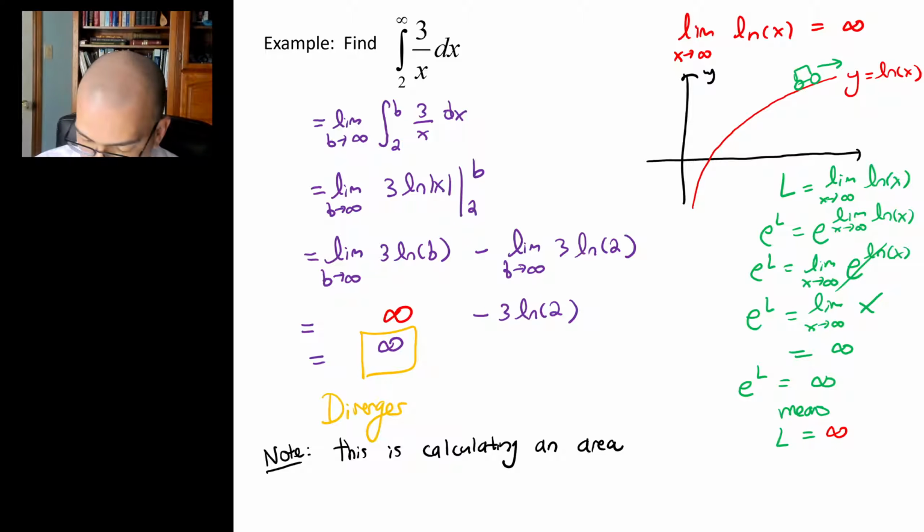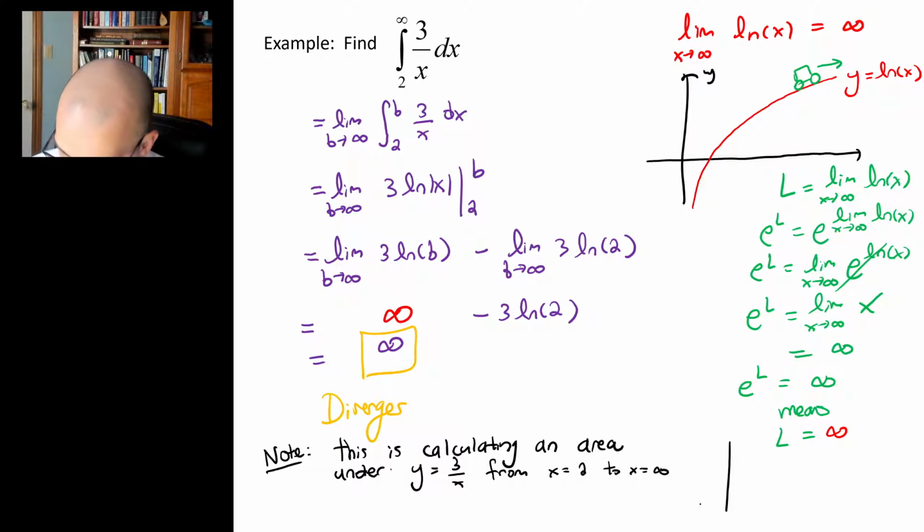An area under y equals ln of x, or y equals 3 over x, from x equals 2 to x equals infinity. So it's saying that this area of the function 1 over x from 2 onward keeps going forever.